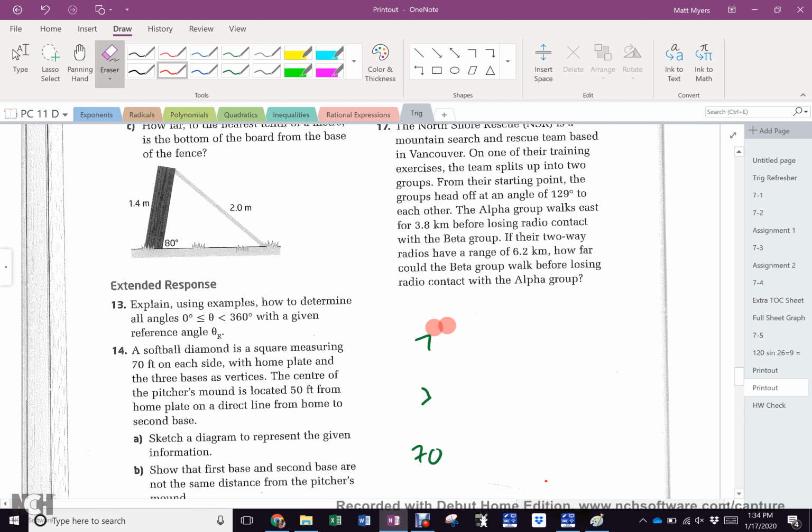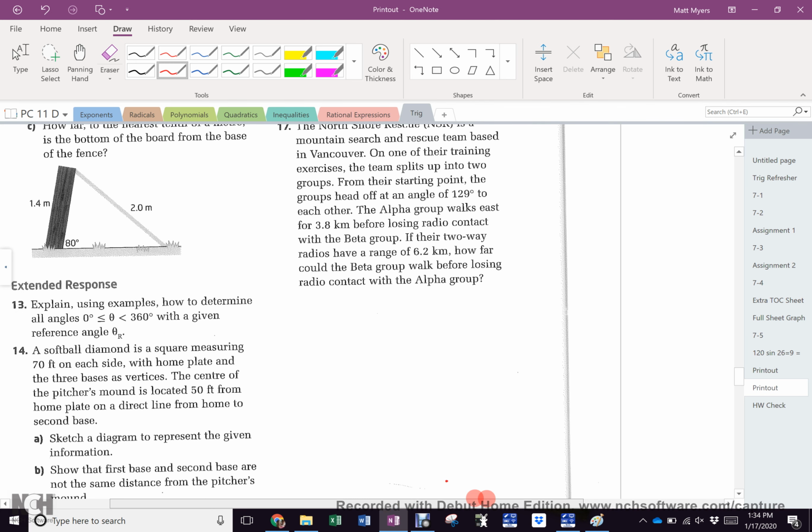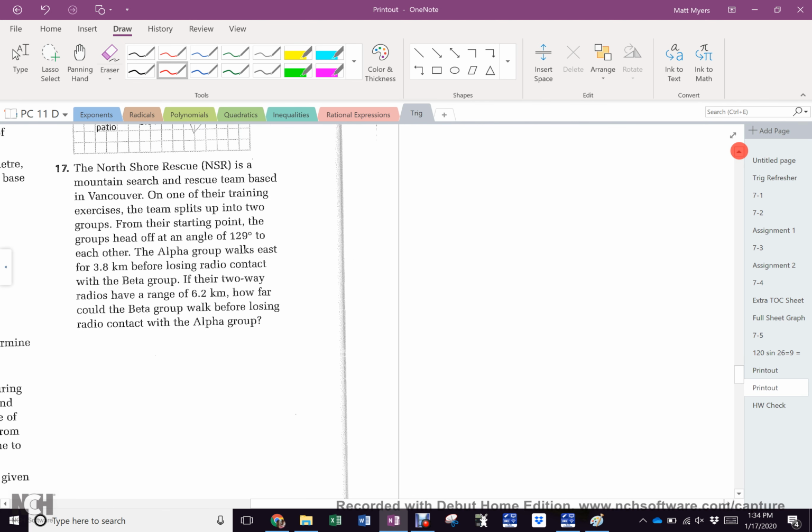A lot of kids in the other class are like, oh, I'm no good at the direction ones. Is there any direction in this one? No, they leave their starting point, yes? There's start. Where does Team A, Alpha Group, walk? They walk 3.8 kilometers. What direction? Straight east. 3.8, yes?